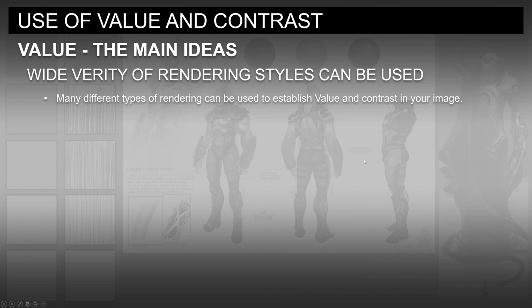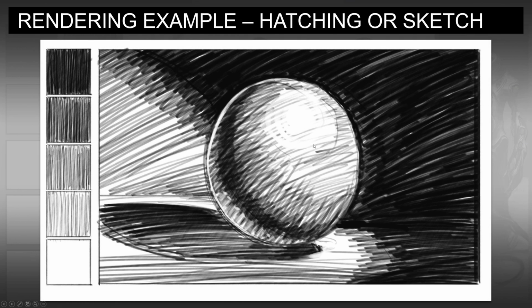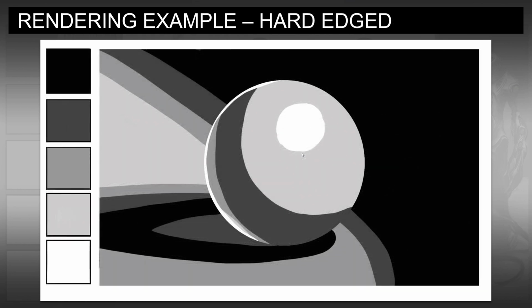Okay, so what are the other ideas? A wide variety of rendering styles can be used. Many different types of rendering can be used to establish value and contrast in your image. I put these together to show you how that might look. Again, if you're drawing with pencil and you're doing very sketchy lines, you're still able to work with various levels of value and also contrast within your image. So it doesn't have to be pure tones. If we take a look at this image, you can see this feels very hard edged, and it's basically just swatches of shapes with these different values. But when put together, it starts to form the shapes that we're looking for within our image.